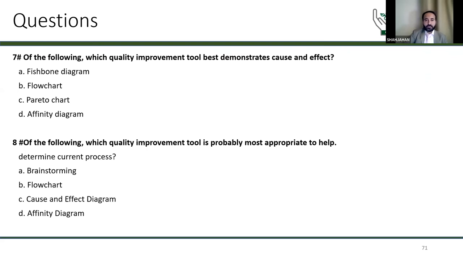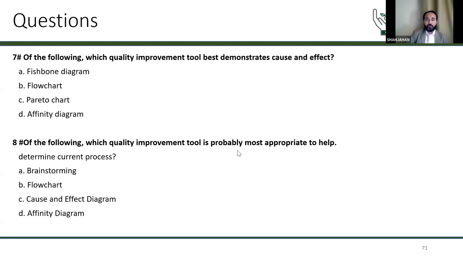Okay, so I'll just give the answer: well done, your answers are correct. We are using the fishbone diagram for cause and effect. The flow chart, Pareto chart and affinity diagram are not for cause and effect. Okay, we'll go to question number eight.